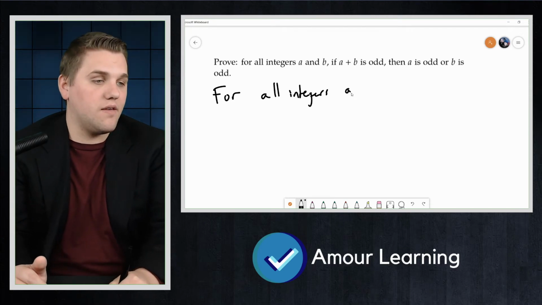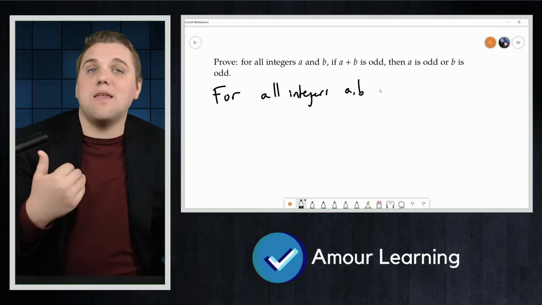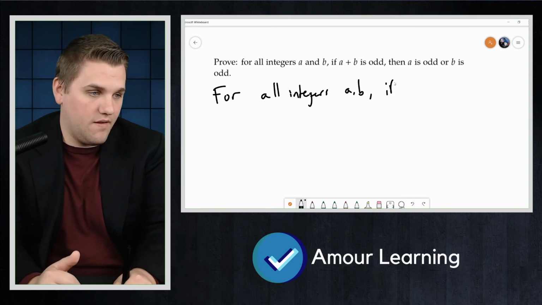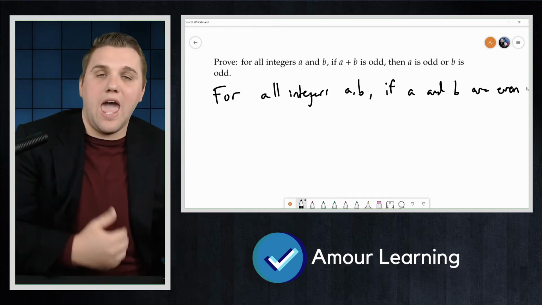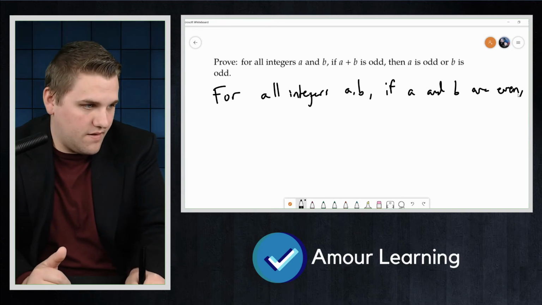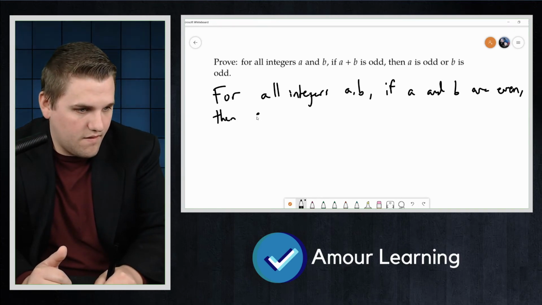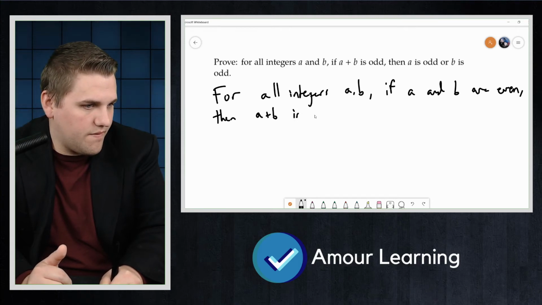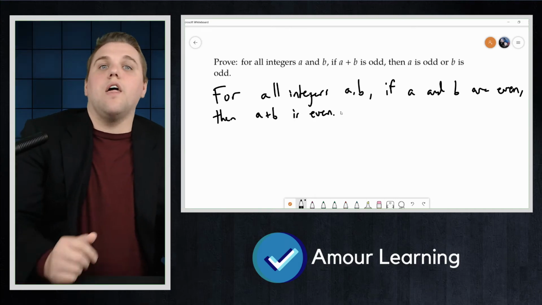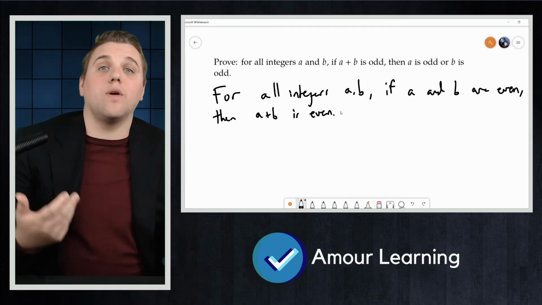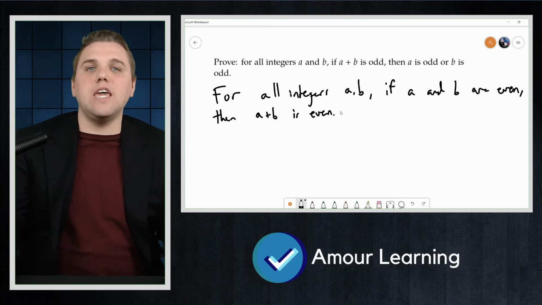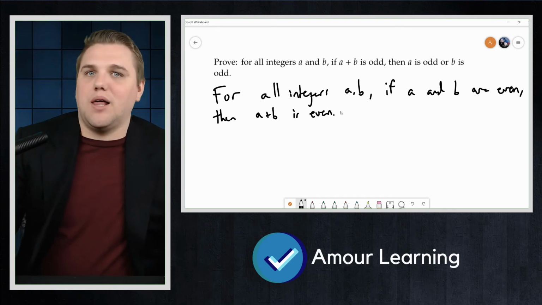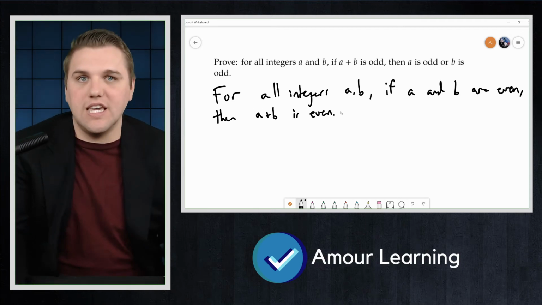a and b, if a and b are even, then a plus b is even. Thus, our proof will have the following format. Let's let a and b be integers. Let's assume that a and b are both even. Blah, blah, blah. Therefore, a plus b is even.